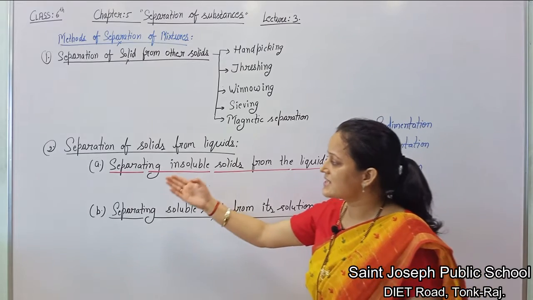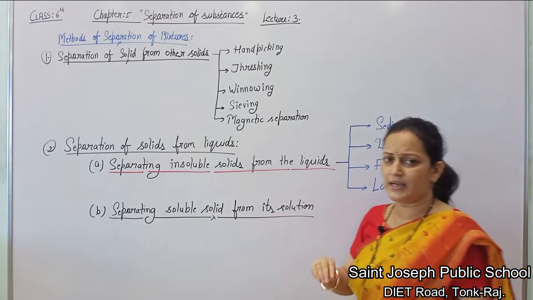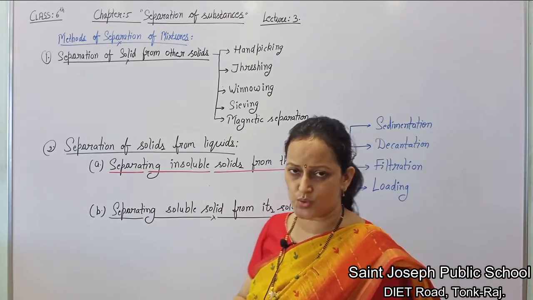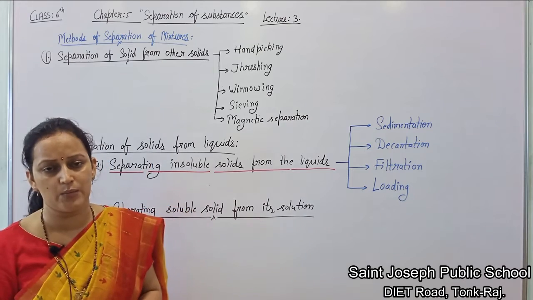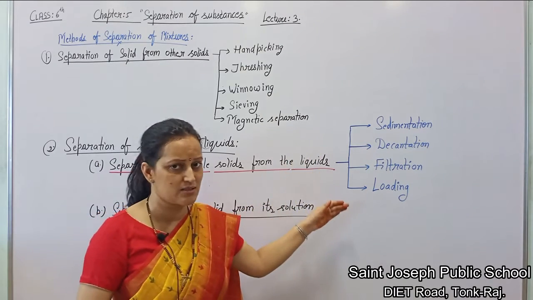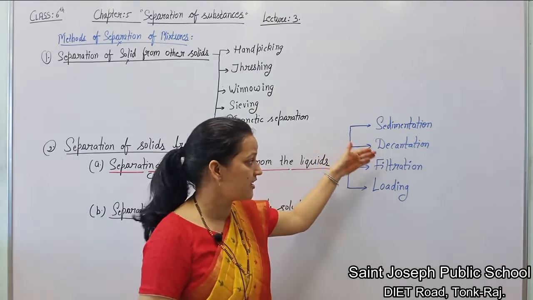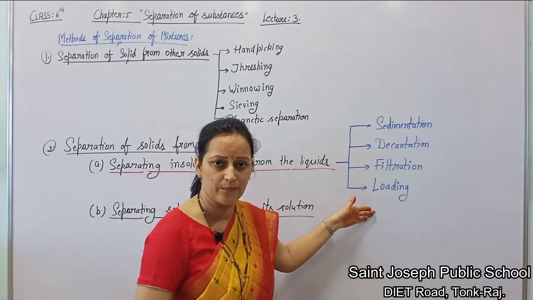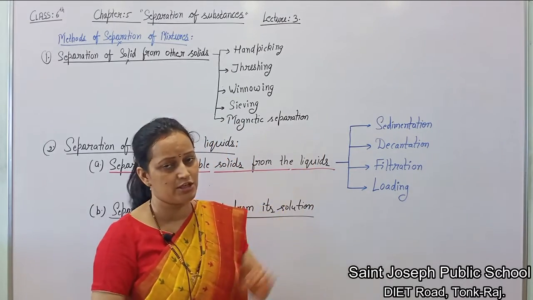हम बात कर रहे हैं separating insoluble solids from the liquids. पहले बात करते हैं कि what the methods can be used to separate the insoluble solids from the liquid. कैसे separate करेंगे? And for that we have four general methods over here. These are sedimentation, decantation, filtration and loading. Let's study them one by one, and starting with the sedimentation.